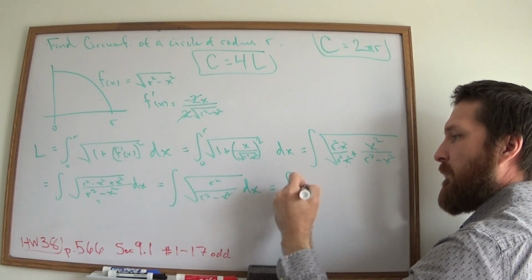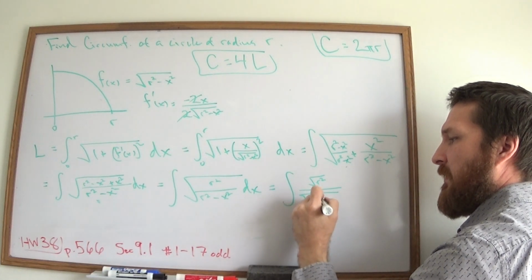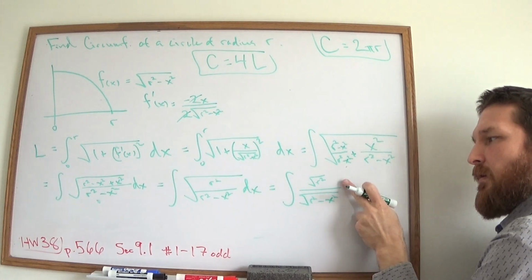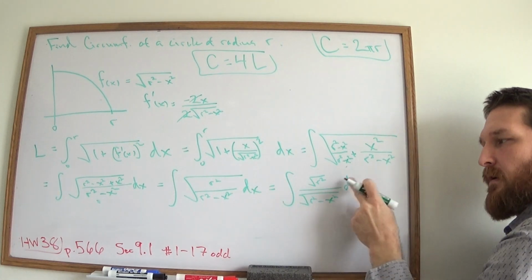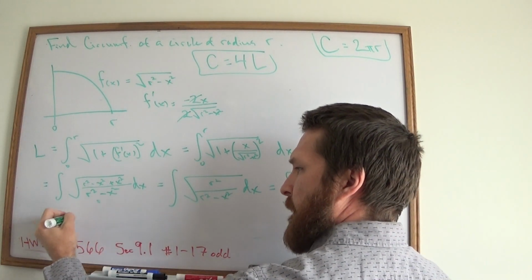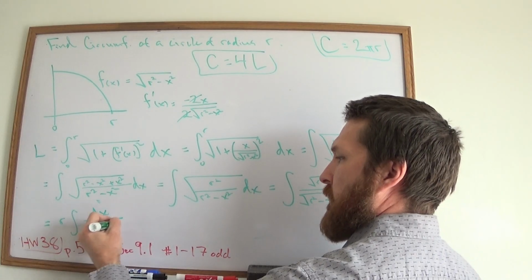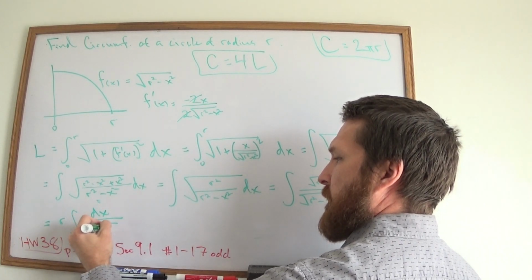I'm gonna be really explicit here. Here's that. Here's that. R squared, that's a constant, and so I'm gonna pull it out as just r. Okay. Dx over root r squared minus x squared.